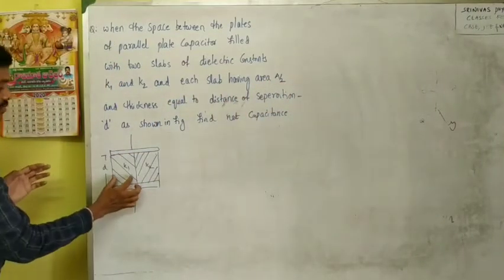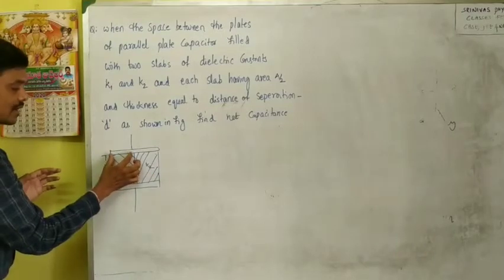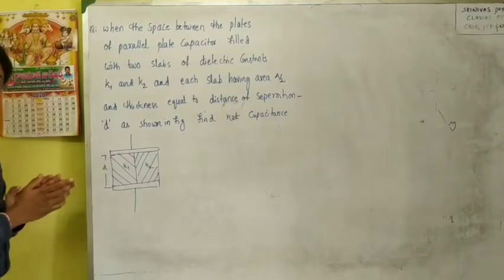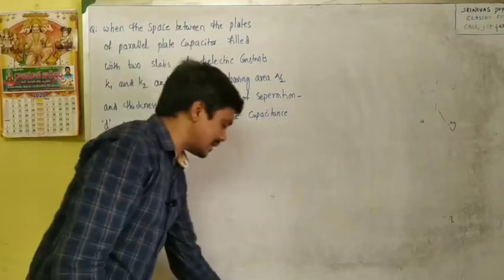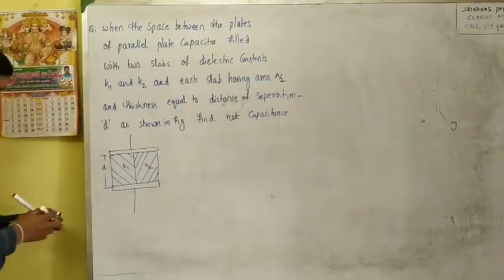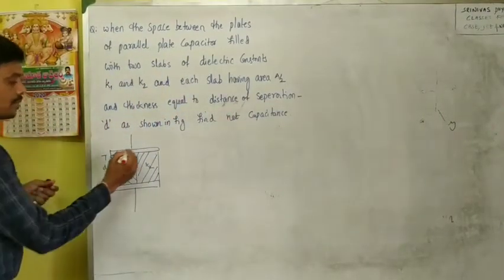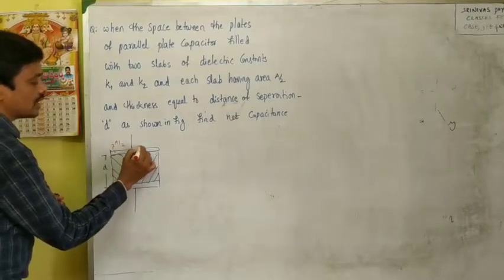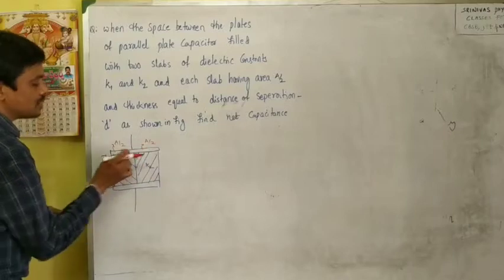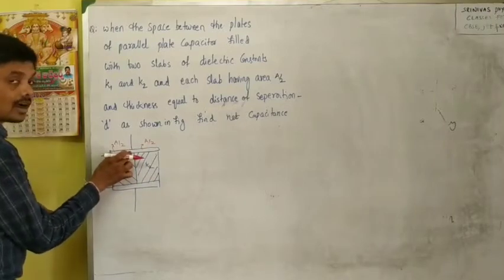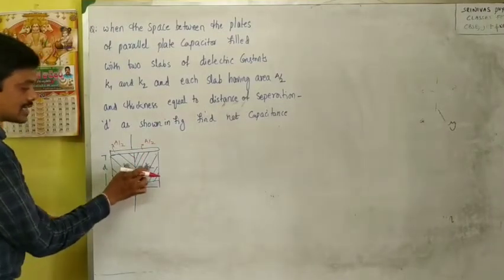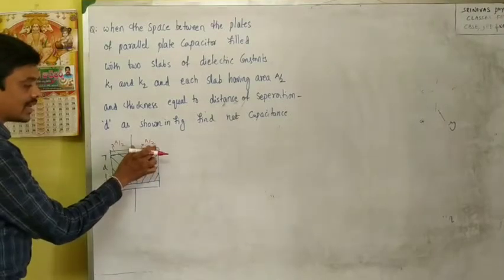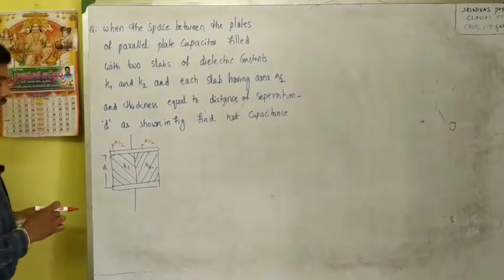Each slab, this is the first slab, this is the second slab. This slab has area A by 2. Total plate area is A. Look here, the total plate area is A, and this area is A by 2, and this area is A by 2. Means half of the area is occupied by the first dielectric slab, and the remaining half of the area is occupied by the second dielectric slab.